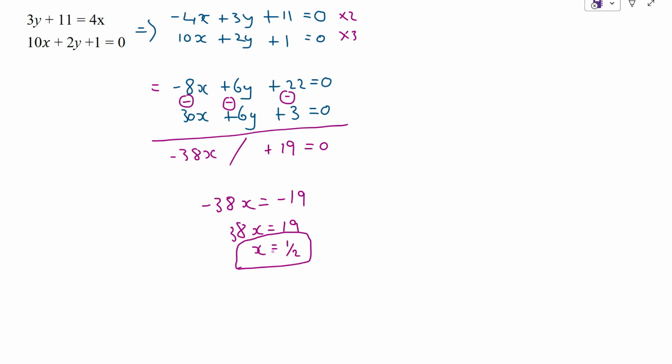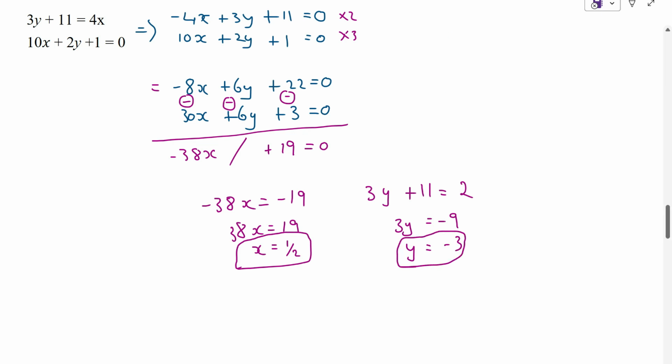Okay, so now let's work out the y value. Let's sub in this value for x into this first equation here. So 3y, which is what we're trying to find, plus 11 equals 4 times a half, which is 2. 3y equals minus 9. Y equals minus 3.